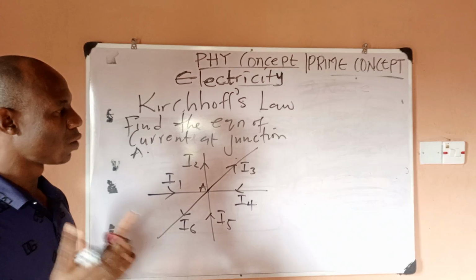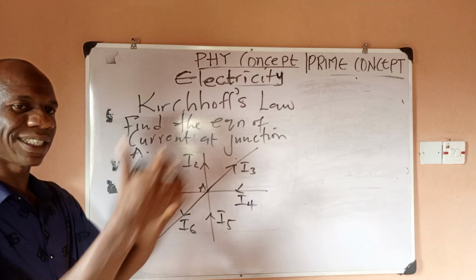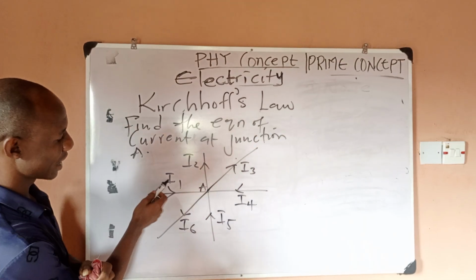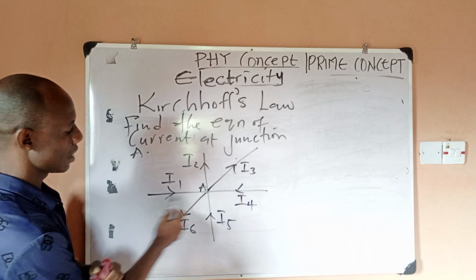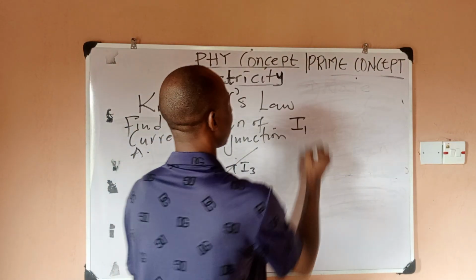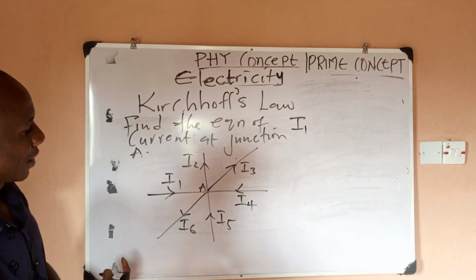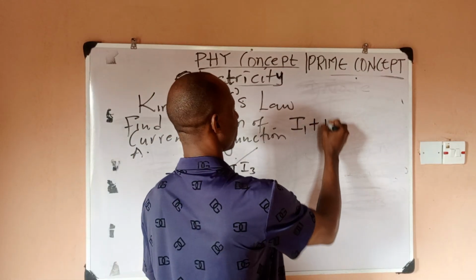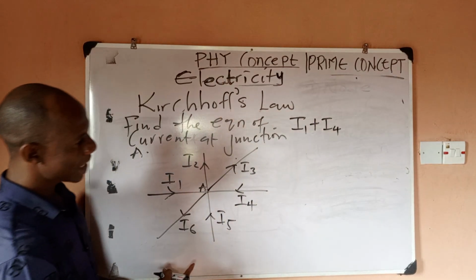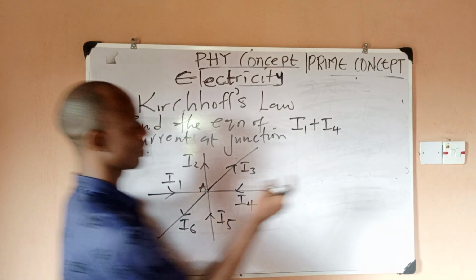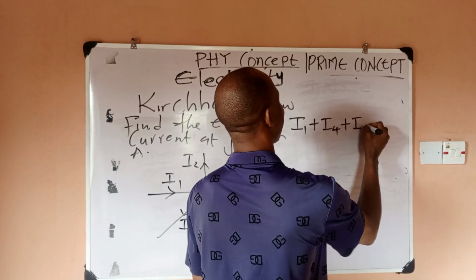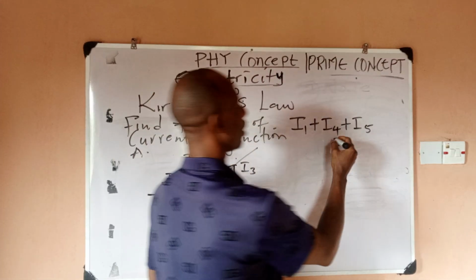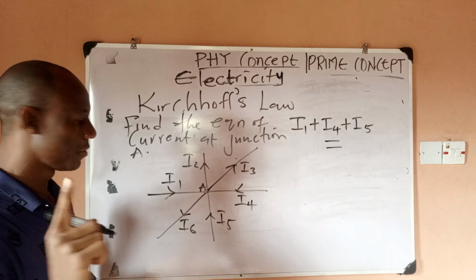It's very simple. What we simply do is take the sum of the current entering that junction. So the first current entering is I1, going into that junction. Let's check which other current is entering. We have I4 also entering that junction, so plus I4. We have another current I5 going into that junction, so plus I5. I don't think there's any other one entering. So I'm going to say equal to the current leaving that junction.